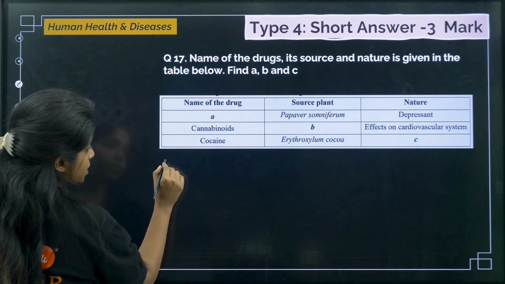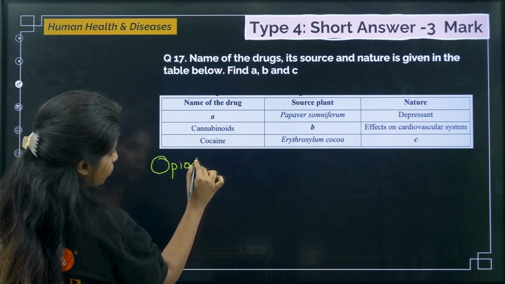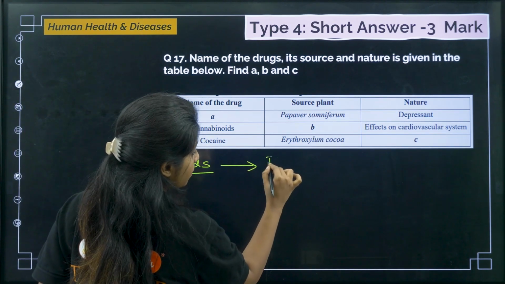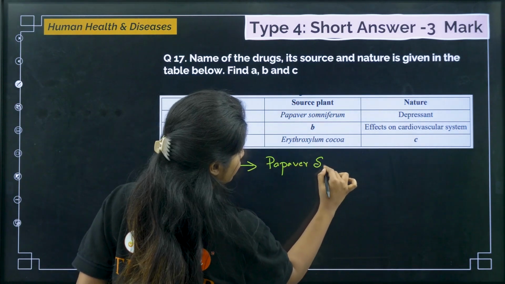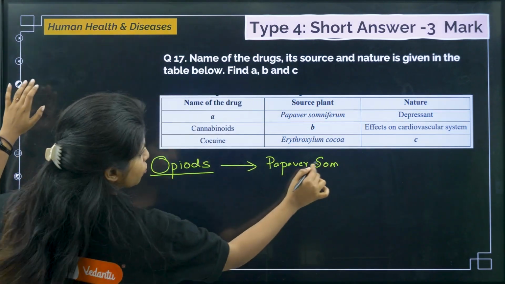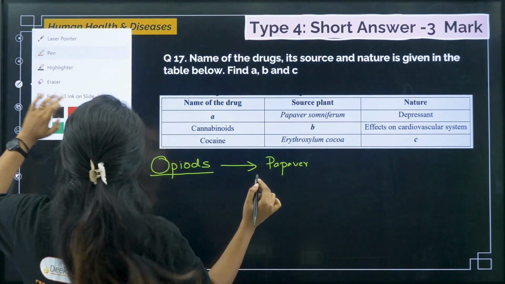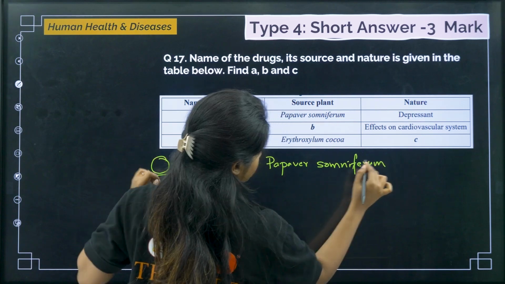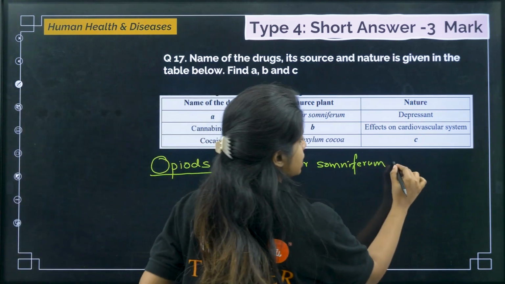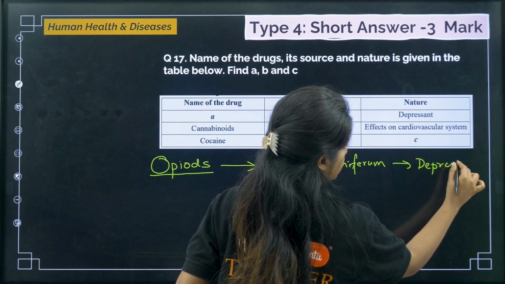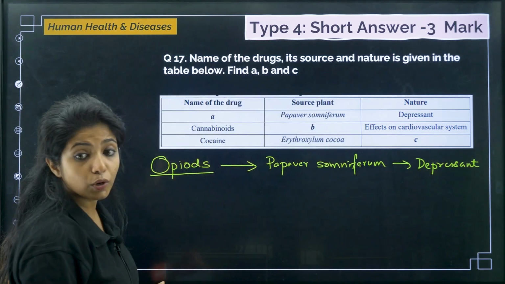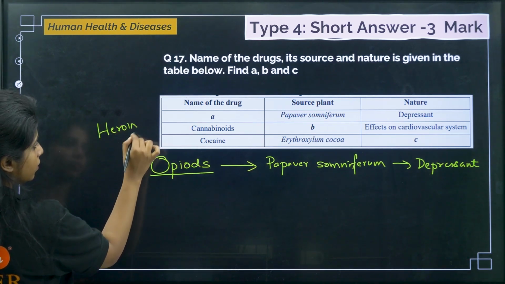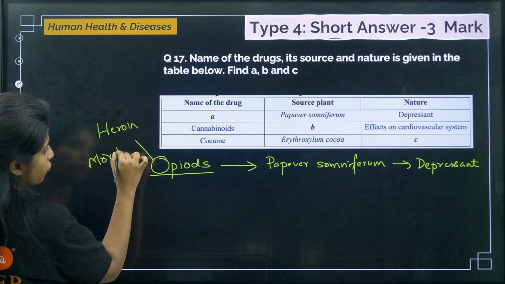So the first type of drugs that we have is opioids, and this is what you get from Papaver somniferum. Remember, the S has to be small. I made it big, so let me write it in small letters. It is made from Papaver somniferum, my dear children. And this is a depressant as it is written over here. Can you give me an example of opioid? Have you heard of heroin? Have you heard of morphine? All of them are examples of opioids.